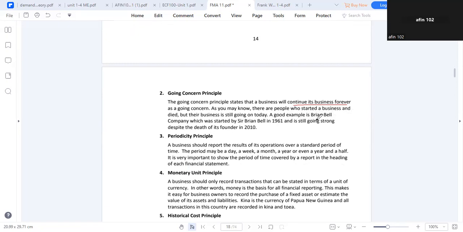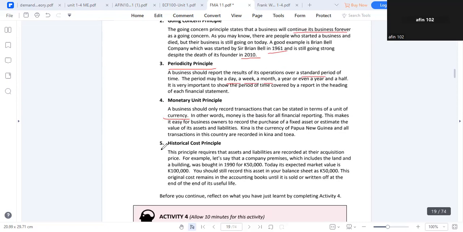We also have the going concern, which simply assumes that the business has a foreseeable future, that it must run forever. For instance, the person who started the company, Brian Bell, started it in 1961, but it still goes on even after his death in 2010. The company is a going concern. The periodicity concept assumes that the business must report all its transactions within a standard period of, say, a day, a week, a month, a year, or even half a year. This is very important so that we may cover the period using the reporting of the accounting year. Companies differ: for some the accounting year ends in March, for others in December. The monetary unit concept assumes that all transactions in a business must have a currency, for instance a kwacha, a pula, etc. We don't use cows. The historical cost concept assumes that we must value all assets and liabilities at the acquisition price.